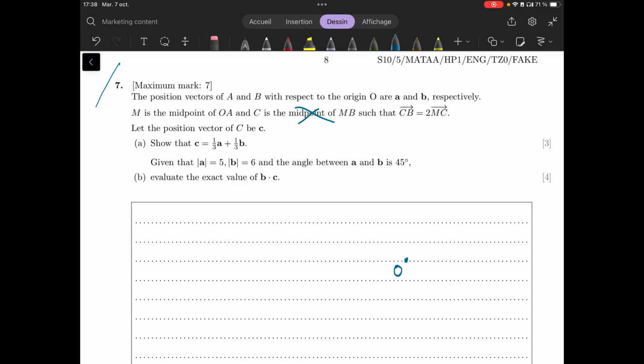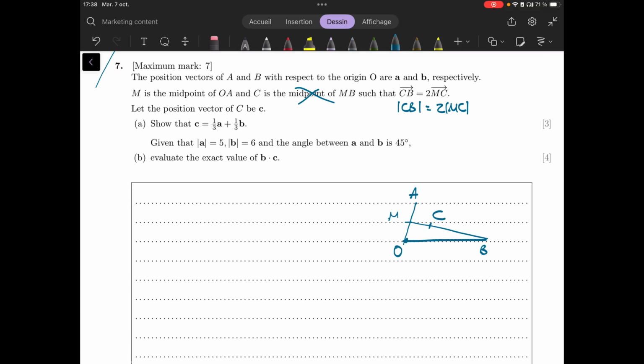So let this be O, let's say this is point A, that is point B. M is the midpoint of OA. C lies on MB such that CB is equal to MC. This means that CB is longer than MC. That means that C should be somewhere over here. And you're asked to show that this is true.